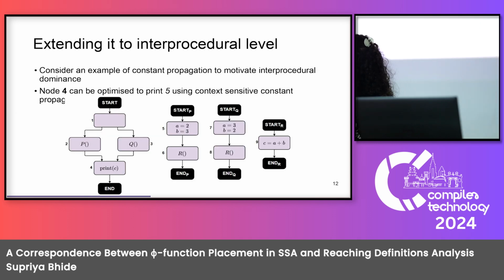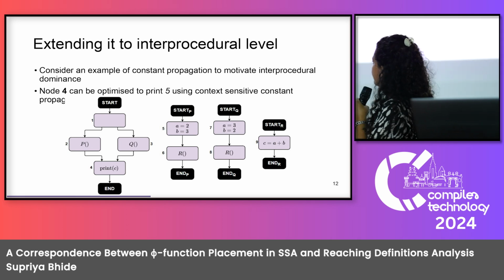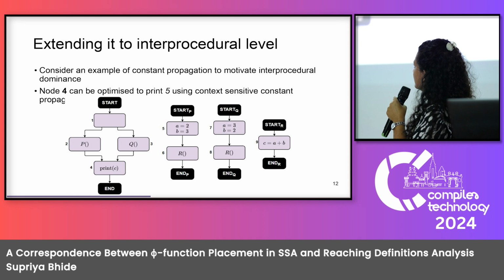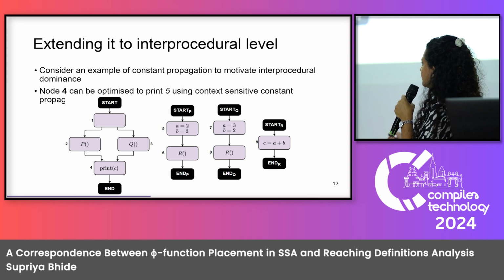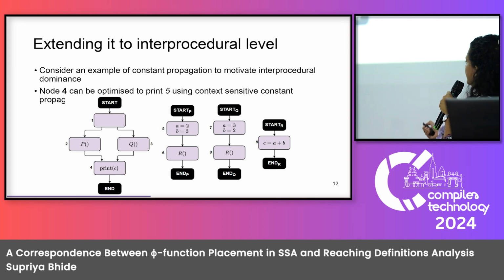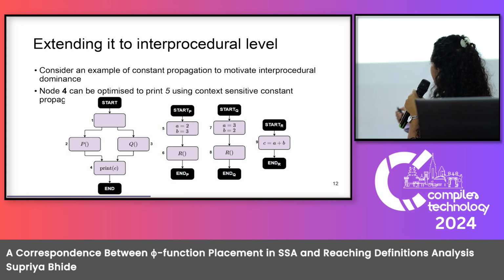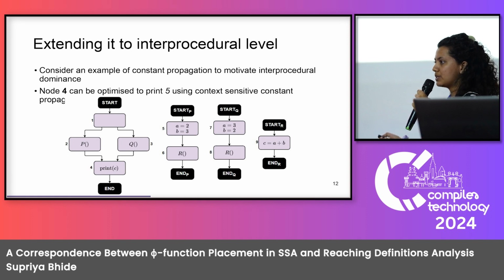Consider this example for constant propagation. Here we have this main function. It calls procedure P through this path, procedure Q from node 3, and both procedures P and Q call the procedure R. If we were to do constant propagation, node 4 here can be optimized to print 5 using context sensitive constant propagation.